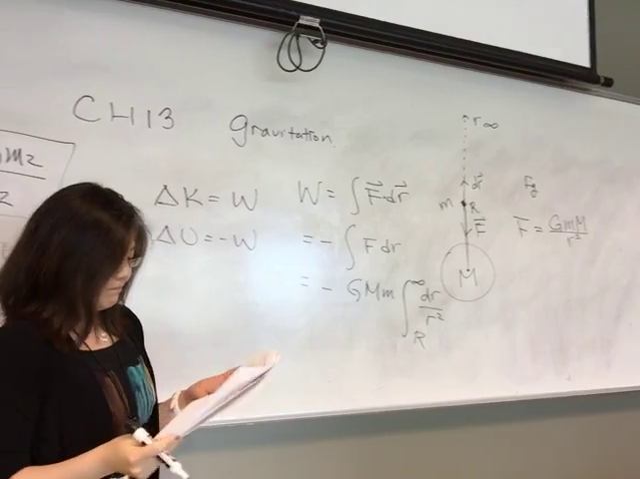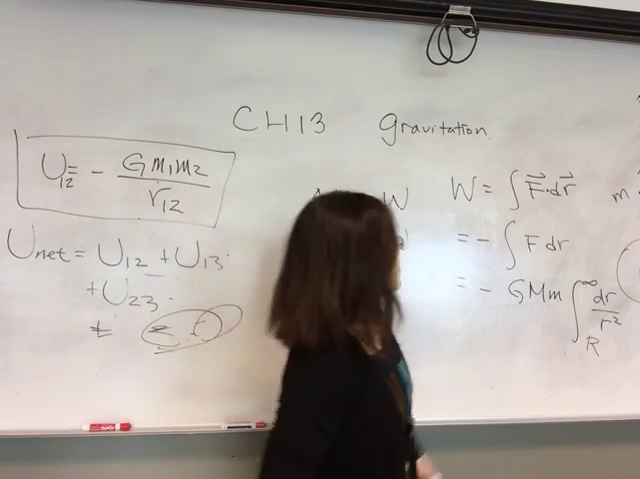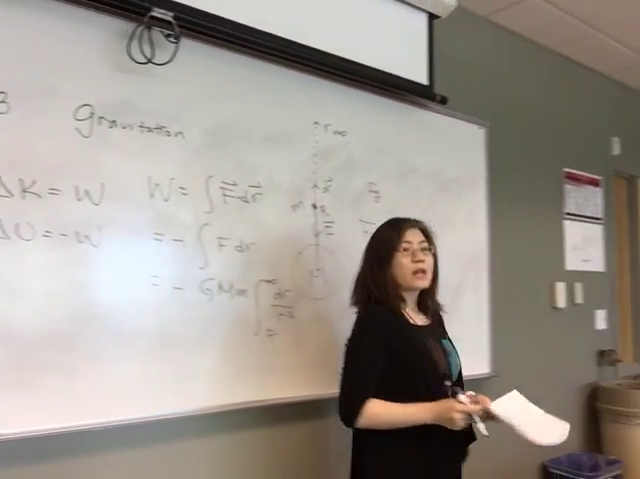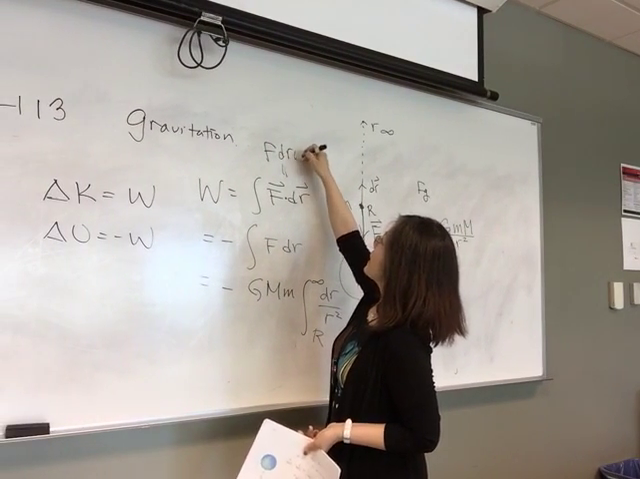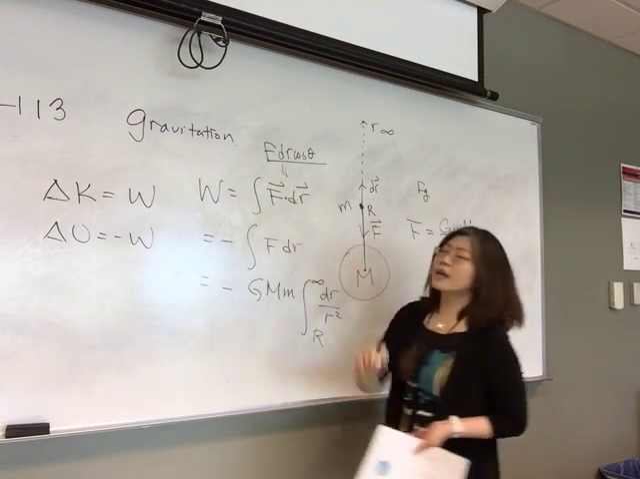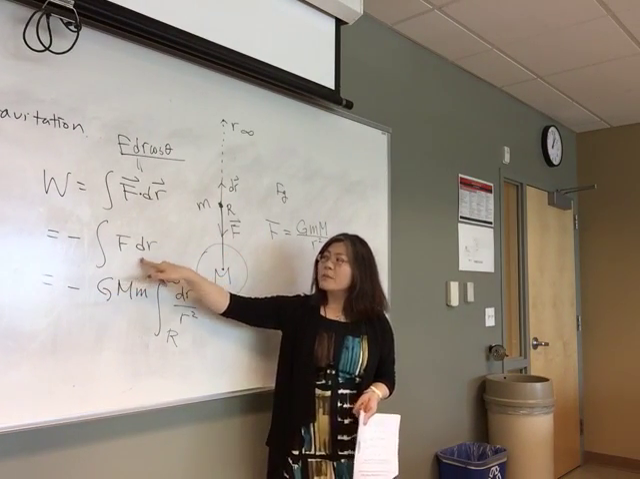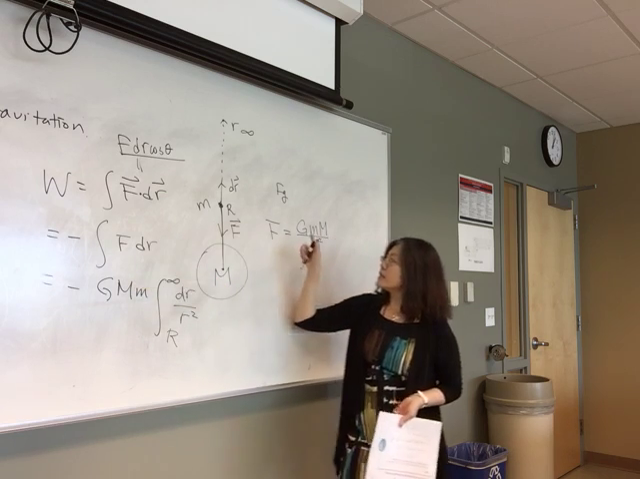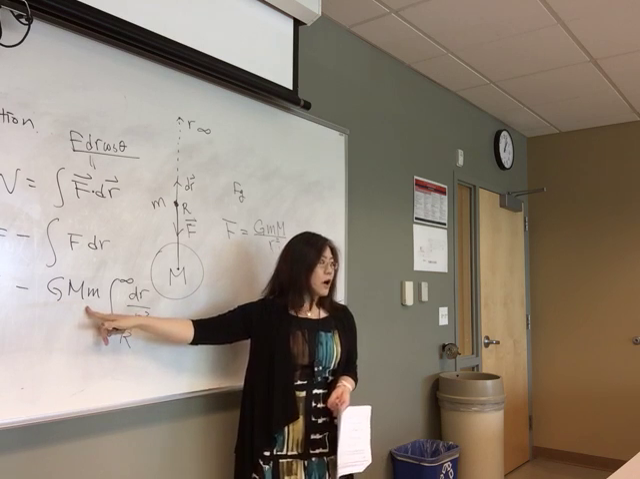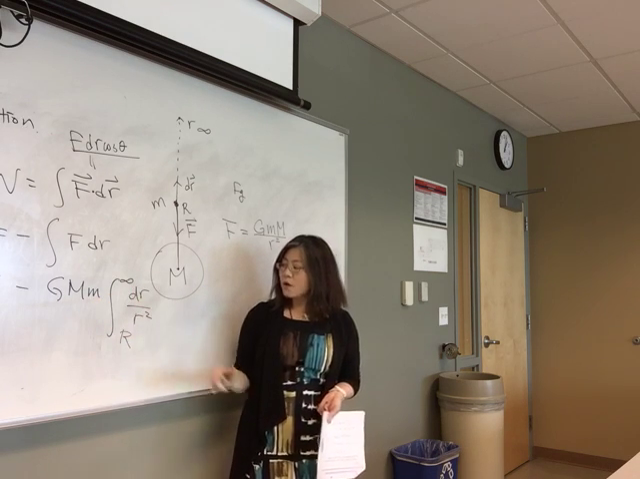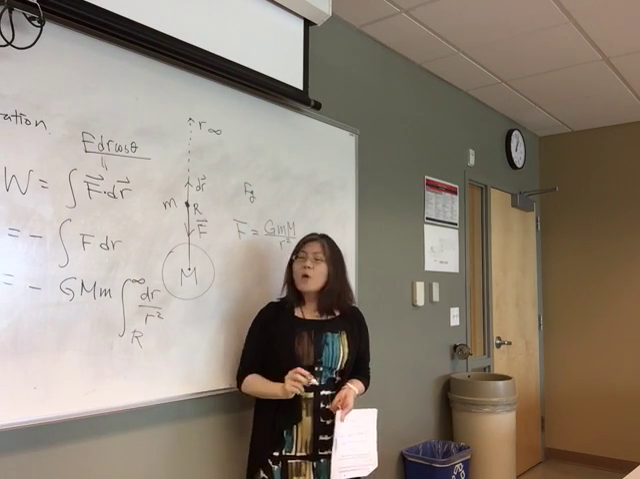Any questions so far? Up to this point. So F dot dr, this is a scalar product. So this basically is the force, the displacement, and then cosine of the angle between them. The angle between them is 180, so that's why you have a negative sign there. And then you have F times dr, and your F has this magnitude, which is G M m over r squared. So G, M, m are constant, you move them outside the integral sign, so you have dr over r squared. And integrate from initial position to final position. So what is the integral of dr over r squared?